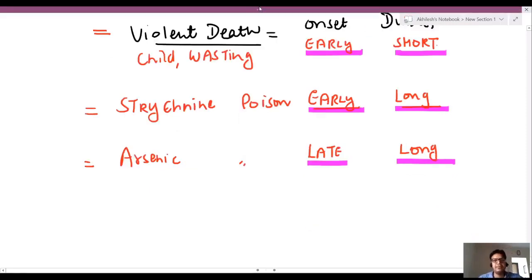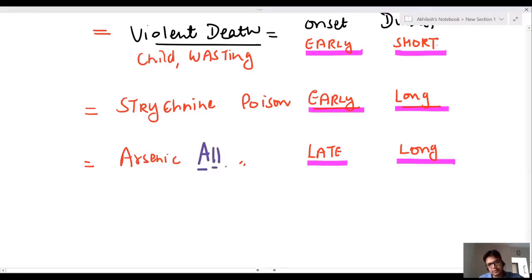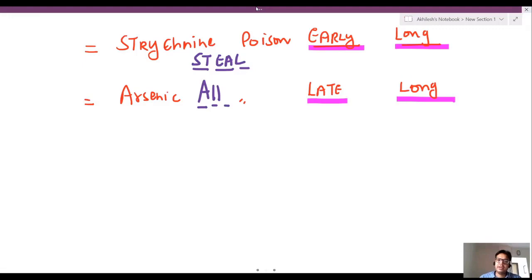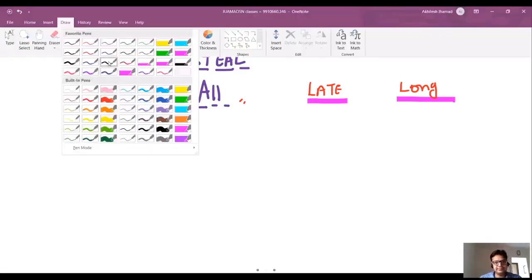You can remember by a trick if you want to. Arsenic, you can remember ALL: arsenic, late, long. Strychnine, you can remember STEAL: early, late, long. So you can remember these: early onset, short duration; early onset, long duration; late onset, long duration. These are some very, very important features of rigor mortis, cadaveric rigidity. Now, sir, rigor mortis is seen in all death.